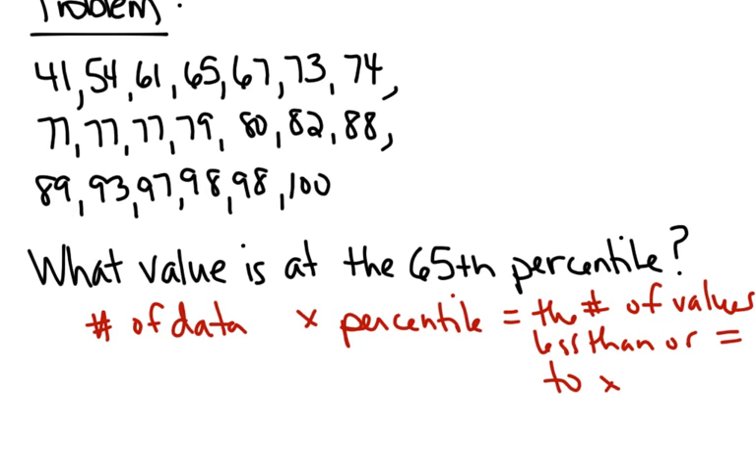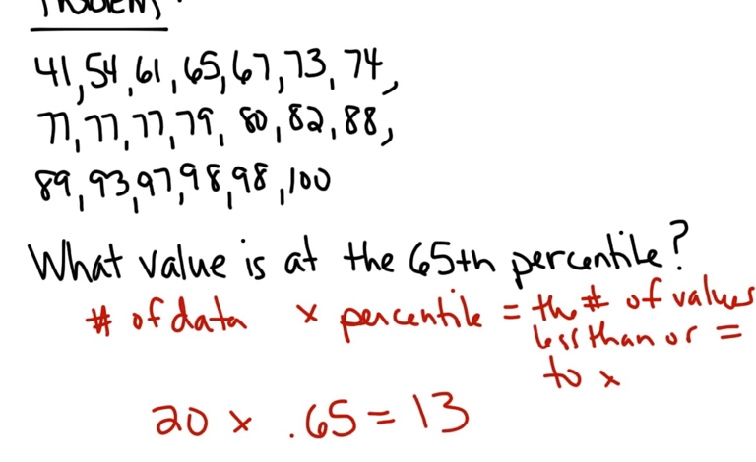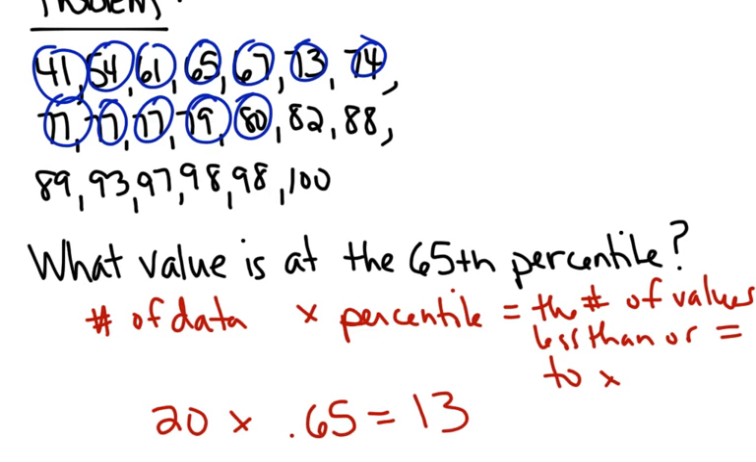So in this particular table, if you count them up, you'll notice there are 20 numbers. Since we want to find the value of the 65th percentile, we're going to multiply that by 0.65. Actually, I shouldn't say that we're going to find x, because that's not the number we're looking for. 20 times 0.65 is 13. That means that there are 13 values less than or equal to the number I'm looking for. So now I'm going to go back to my table, and I'm going to count 13 numbers. 1, 2, 3, 4, 5, 6, 7, 8, 9, 10, 11, 12, and here's number 13.